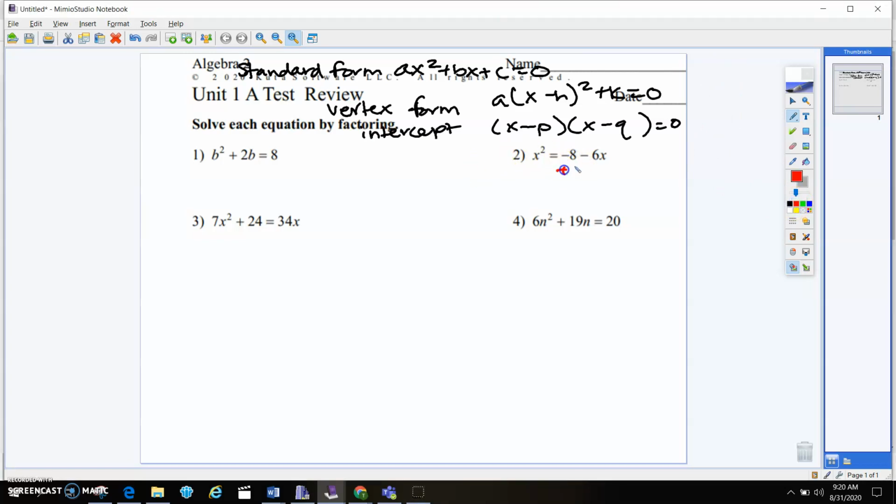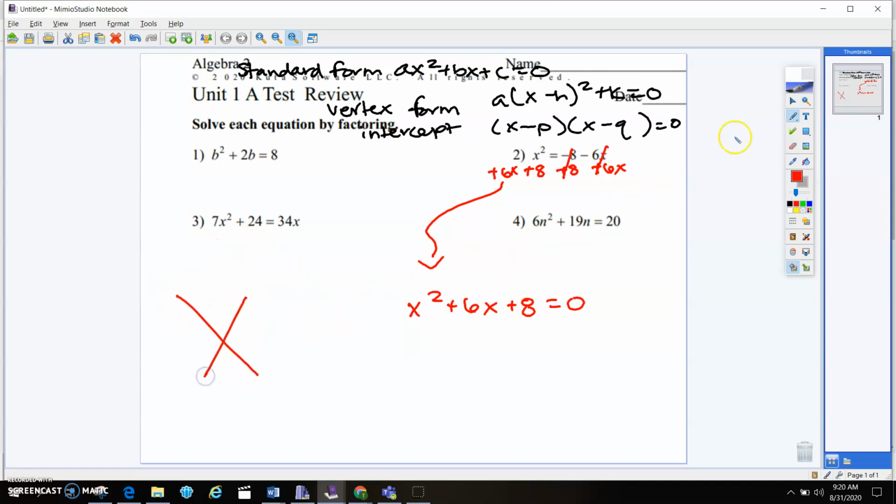So I'm going to add the 8 to the other side. I'm going to add 6x to the other side, which is going to give me x squared plus 6x plus 8 equals 0. And so again, we're going to repeat that process of a times c. And for my visual learners, I've got a, which is 1, and then c, which is 8. So a times c is going to give us 8. And then my b value is going to be that 6. And so we're going to write that down here.